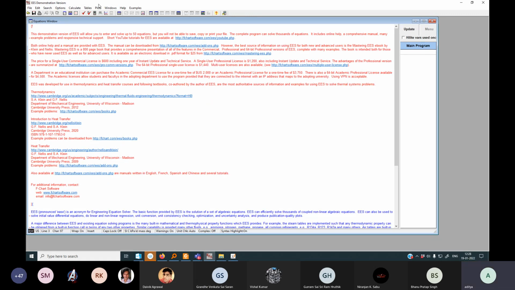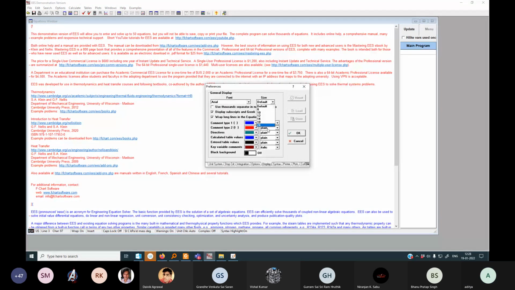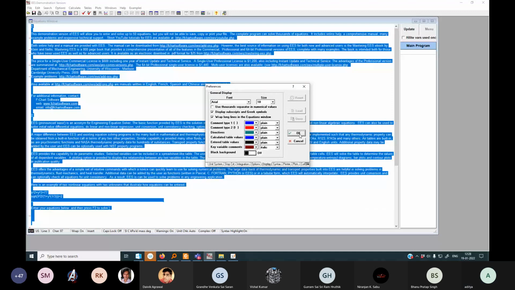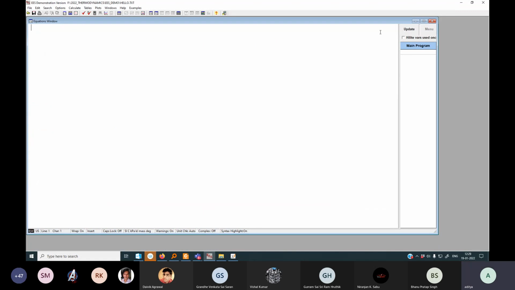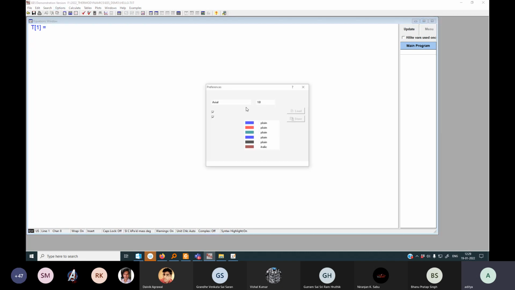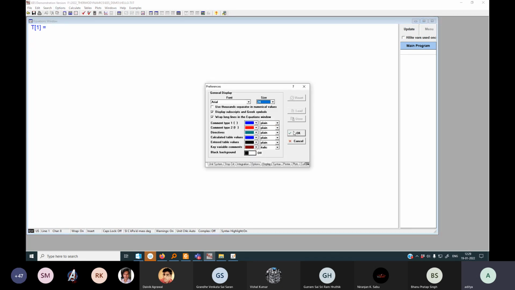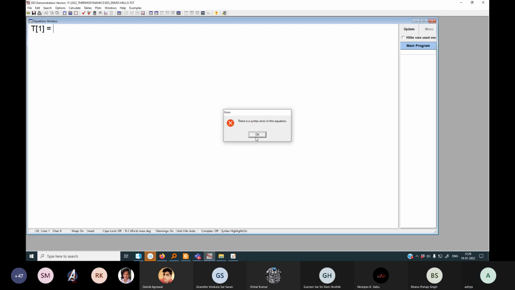I don't care about saving this file. I'm using the free version, which you will also be using. Let me increase the font size. New file. Then I will declare them as arrays. Anytime you would like to plot stuff, you should declare them as arrays. So T1 is 120 degrees Celsius. P1 is 500 kilopascal.